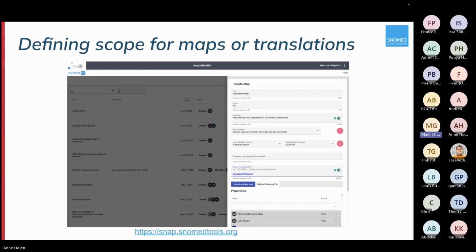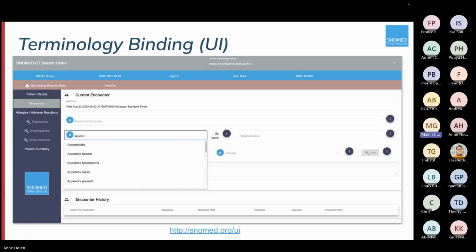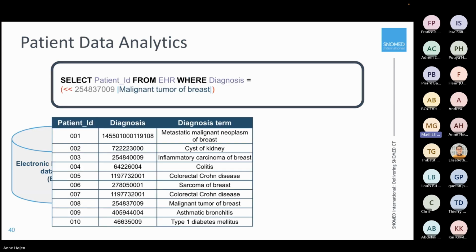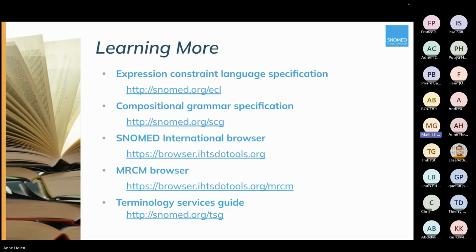We have mapping tools that support ECLs in defining the scope. We have different examples of how you can use it in terminology binding, like I just showed you in the UI tool. And the data analytics I'm not going to talk about now because we'll do that later. And these slides, which you have also available in French, also show how different types of decision support rules can be implemented using the expression constraint language. For example, linking to clinical guidelines, trigger alerts, and so forth.